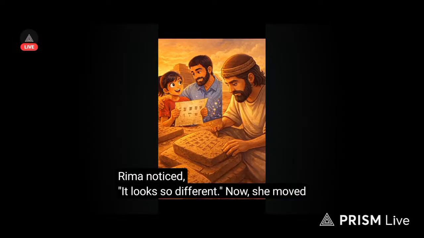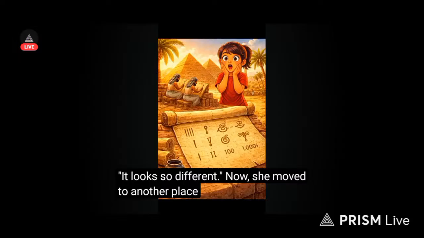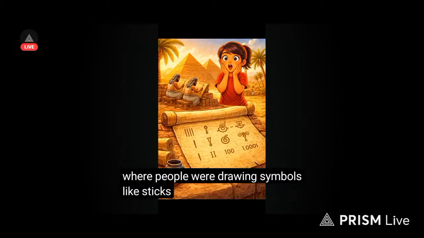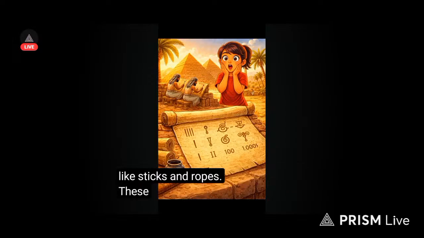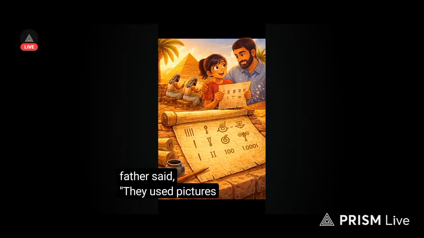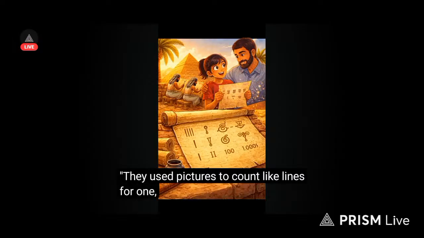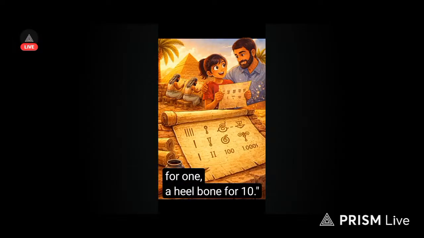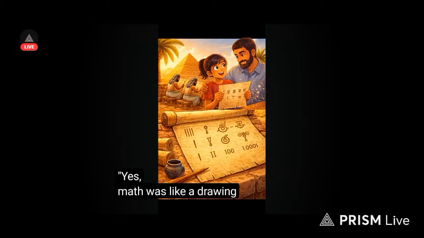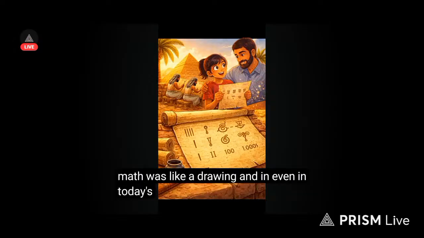Now she moved to another place where people were drawing symbols like sticks and ropes. These are Egyptian numbers. Now her father said they use pictures to count, like lines for one, a heel bone for 10. Rima giggled. Math was like a drawing. Her father said, yes, math was like a drawing, and even in today's time, math is also an art.